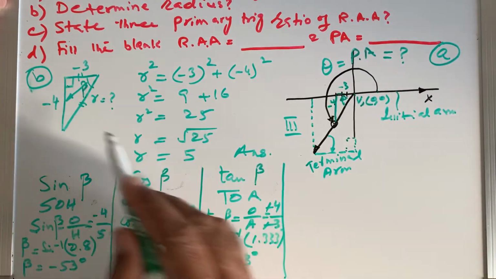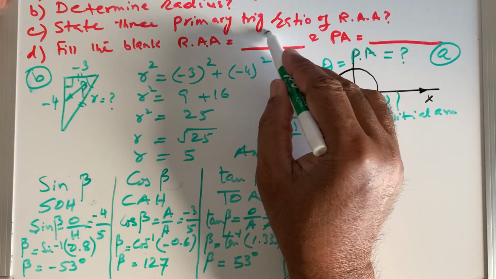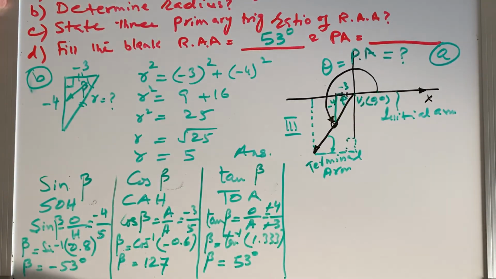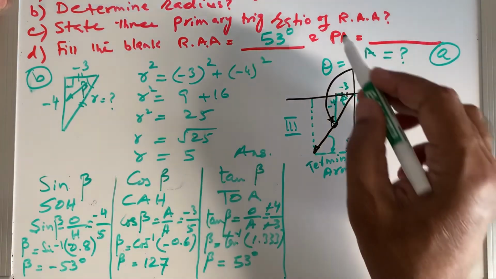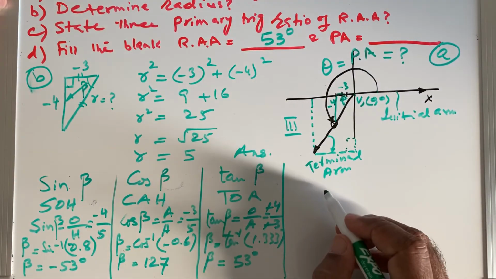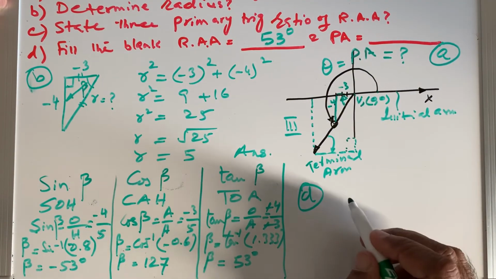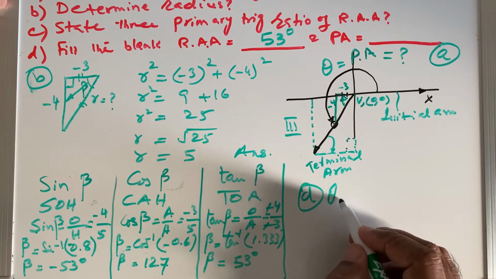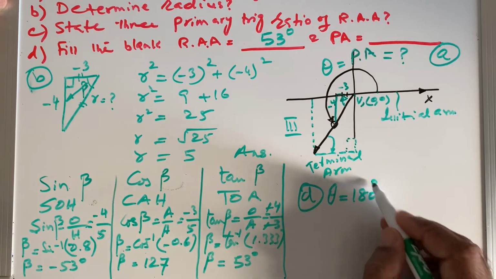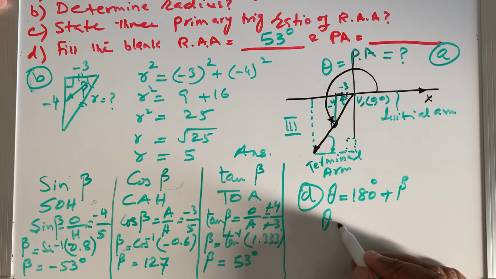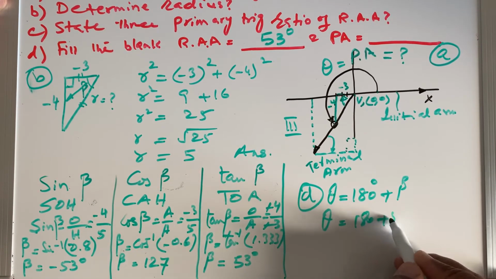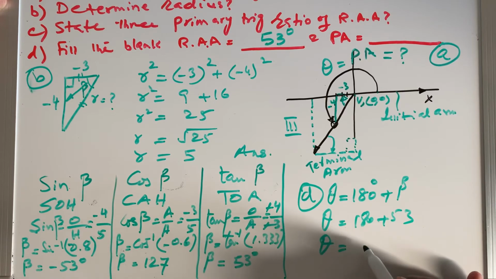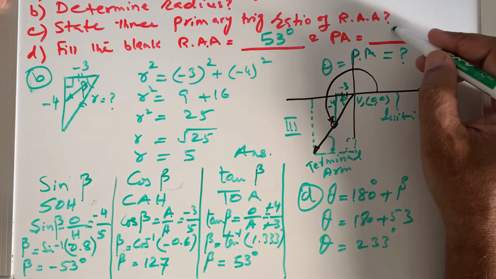So now we know my value for beta, that is here, the fourth part. Beta is RAA, related acute angle. So beta is 53. We are filling in the blank, right? Beta is 53. What is PA? Principal angle. So principal angle is simple, right? I can calculate here as the D part. Principal angle theta is equal to 180 degree plus beta. So theta is equal to 180 plus 53. So theta therefore equals 233 degree. So now I have this answer as well, 233 degree.